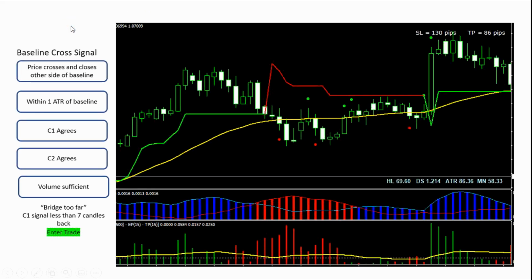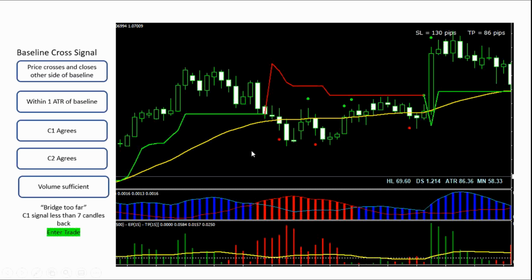The next one is a baseline cross. So this is a little bit different because it doesn't necessarily have to line up with your first or second candle for your C1 confirmation. So let's take a look at what we're seeing here. First of all, price crosses and closes on the other side of the baseline. Okay, so we see this. Well, first of all, wait a minute.